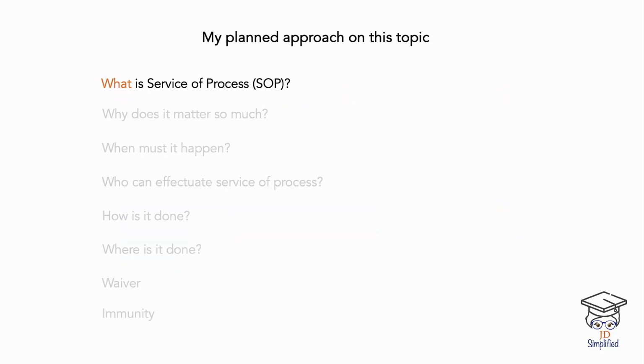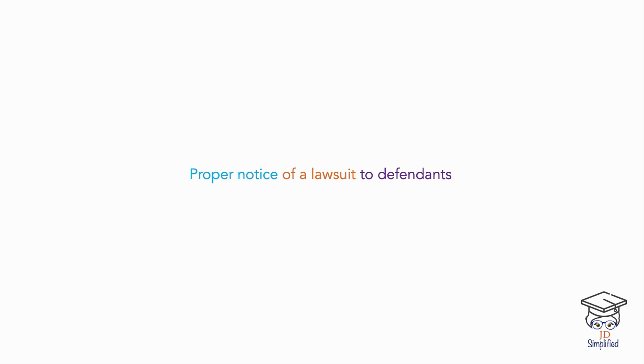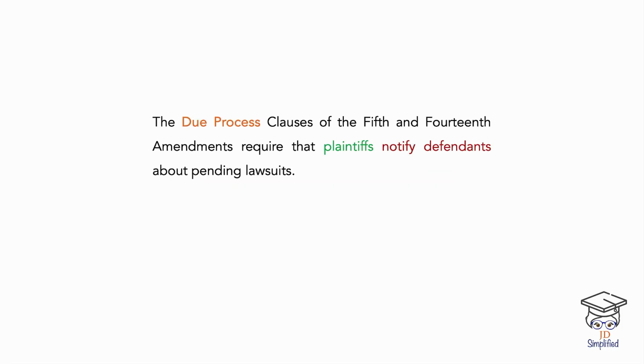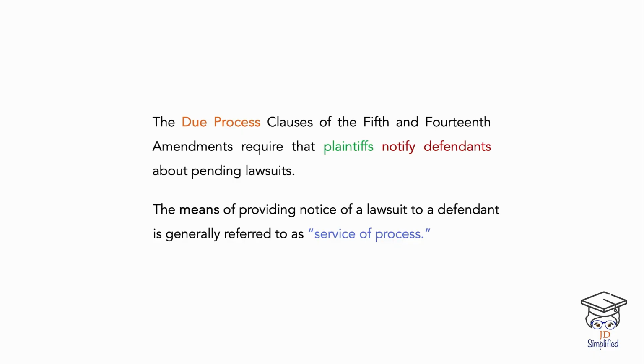What is service of process? Easy peasy. Proper notice of a lawsuit to defendants. That's it. Service of process is about proper notice to a defendant of a pending lawsuit against her. The due process clauses of the 5th and 14th Amendments require that plaintiffs notify defendants about pending lawsuits. The means of providing notice of a lawsuit to a defendant is generally referred to as service of process.